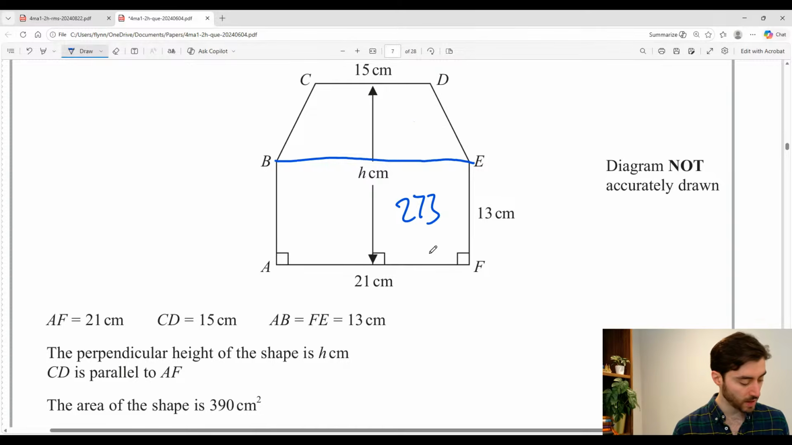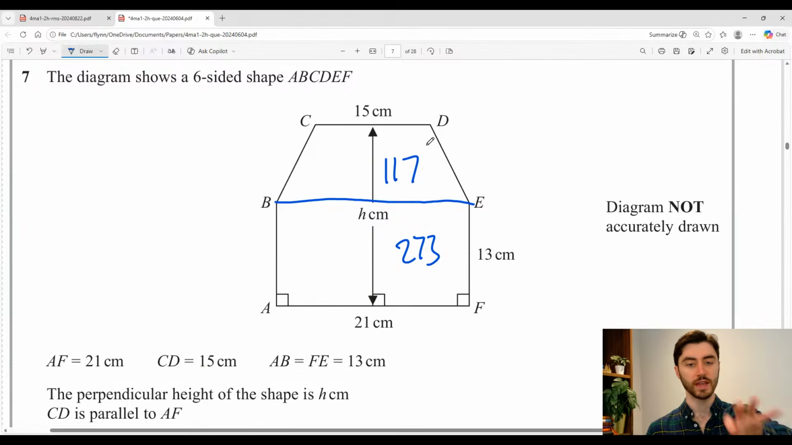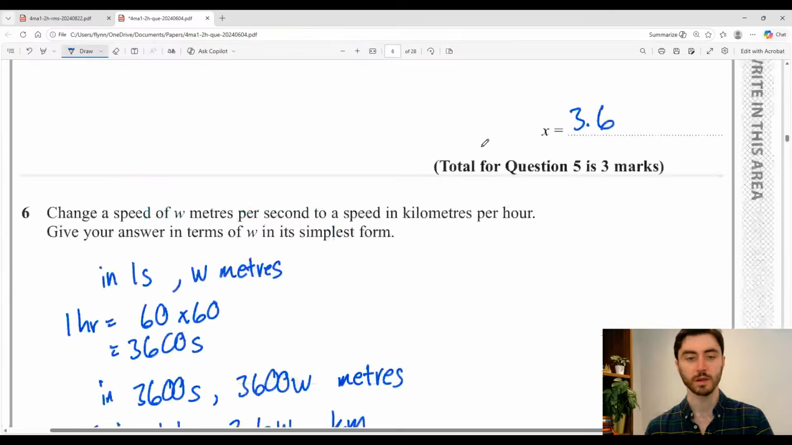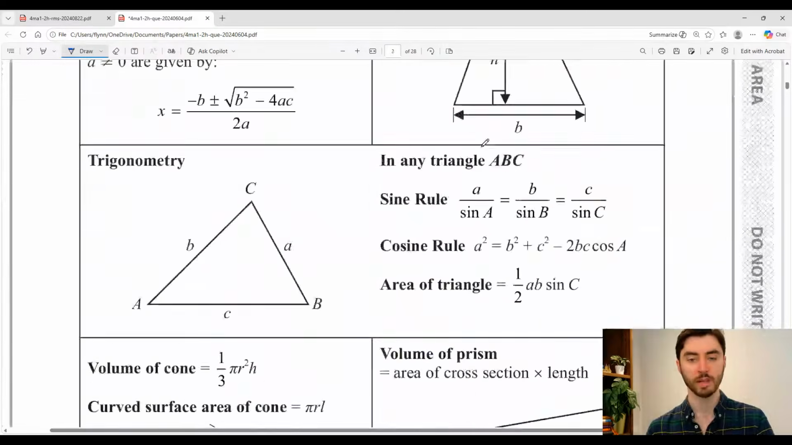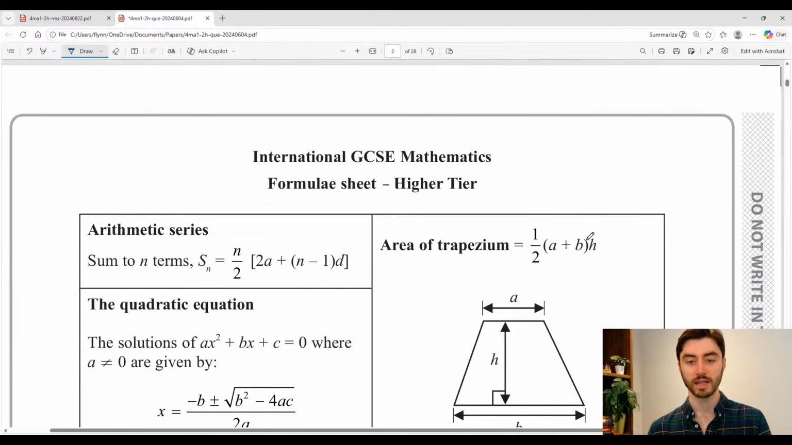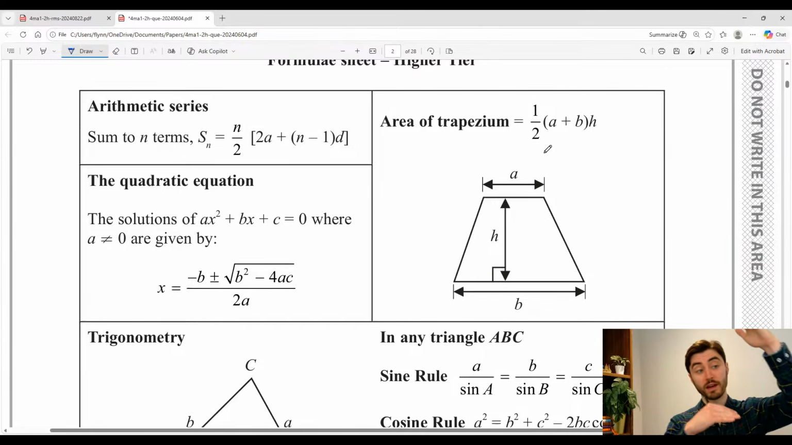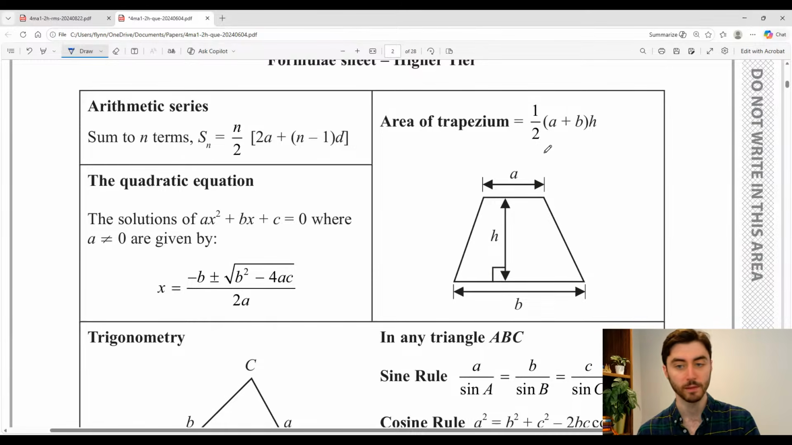Which means that 390 minus the 273 means we're left with 117 centimeters squared left for the area of this trapezium. Now, the area of a trapezium, you get that at the top here, I believe, in the formula book. Maybe. Yes, here, area of a trapezium is a half. So in other words, it's the average of the parallel sides times the distance in between them.